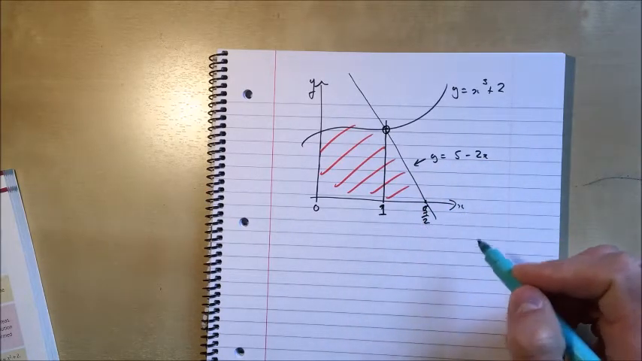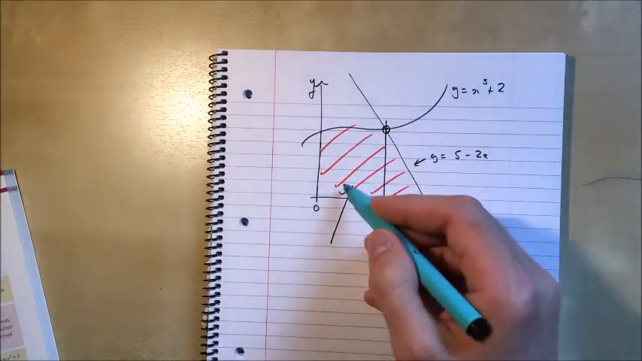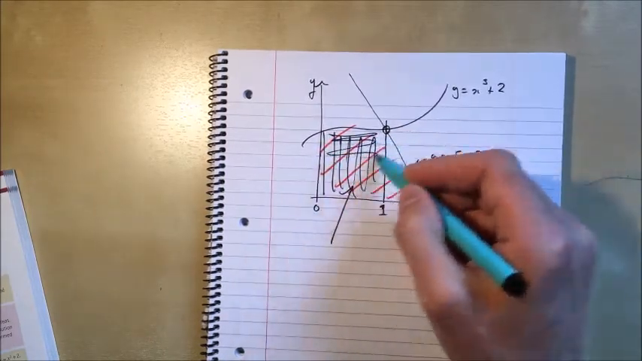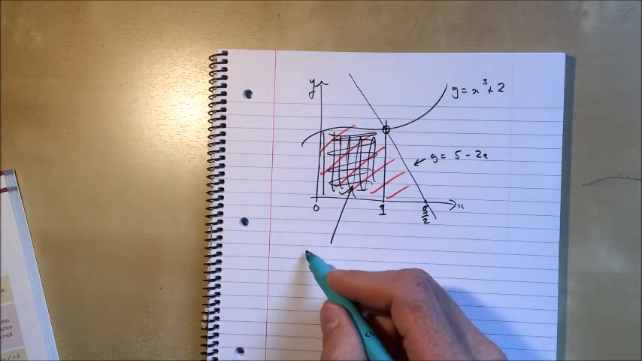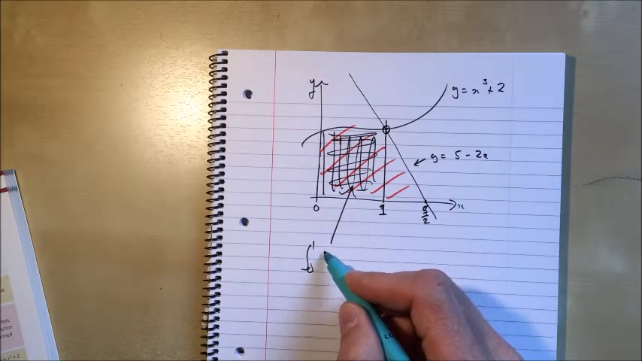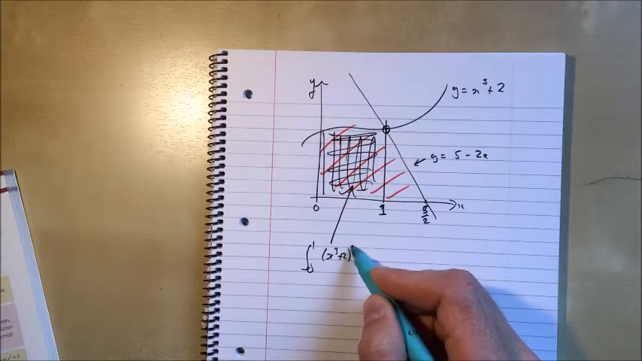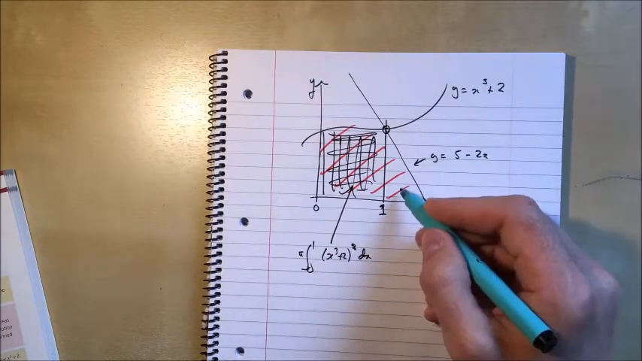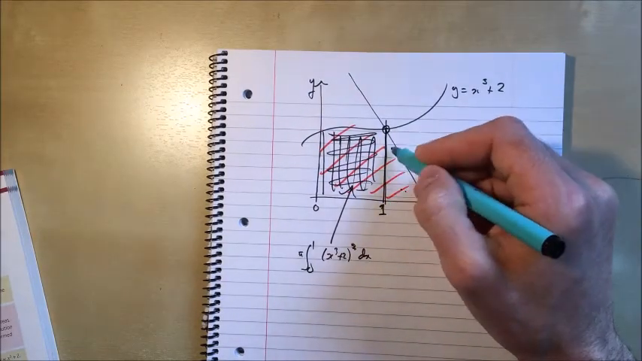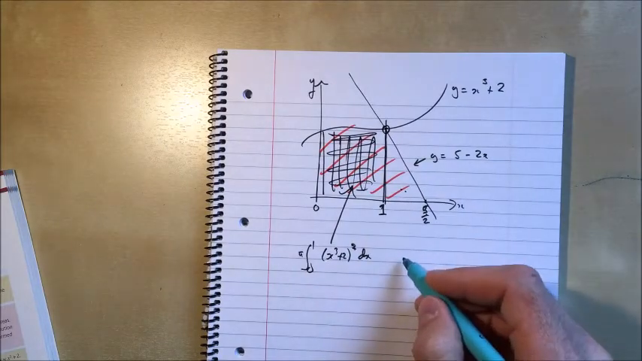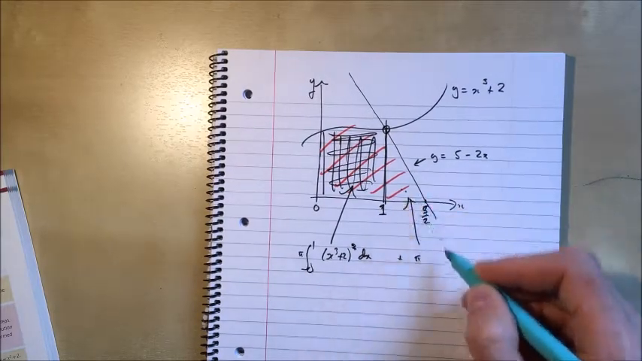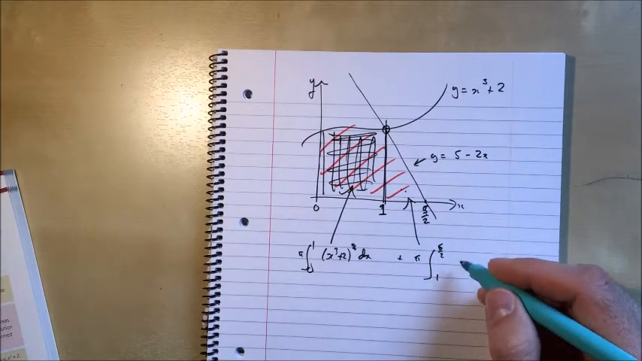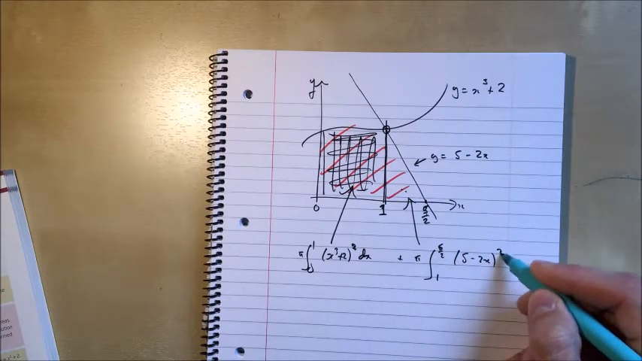Now, if I want to find the volume of revolution for this bit here, what happens when I rotate this around the x-axis? That's the integral from 0 to 1 of y squared, which is x cubed plus 2, don't forget to square it, with respect to x, times pi, no problem. This area here, I'm going to rotate that about the y-axis as well. One way of doing that would be just to say, well, this volume is given by pi times the integral from 1 to 5 over 2 of 5 minus 2x all squared with respect to x.